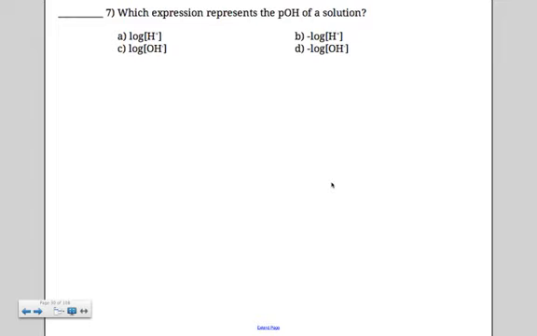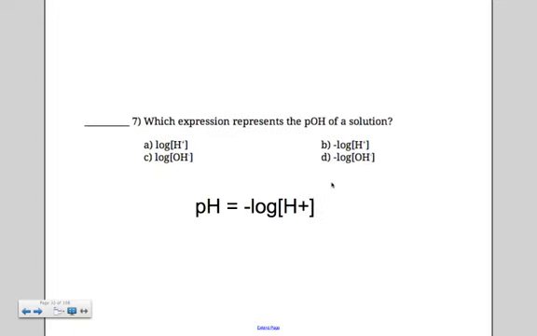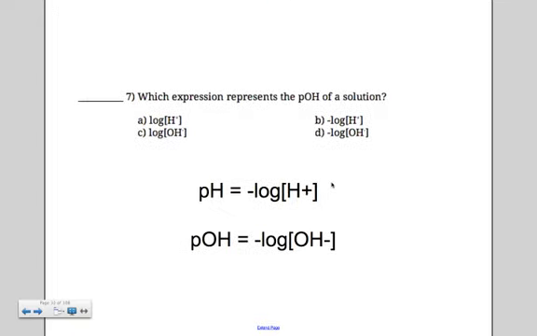Which of the expressions below represents the pOH of a solution? Well, pH and pOH are both, first of all, the negative log. So you can rule out A and C right away. And we're looking at pOH. So it's the negative log of the hydroxide concentration. pH is hydrogen, pOH is the negative log of hydroxide. So we're looking at answer choice D in this one.